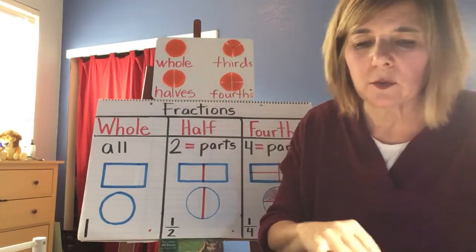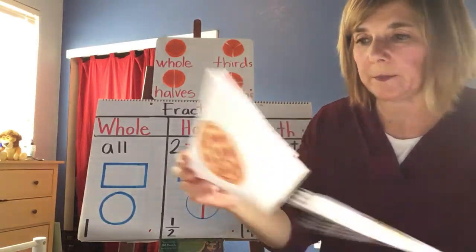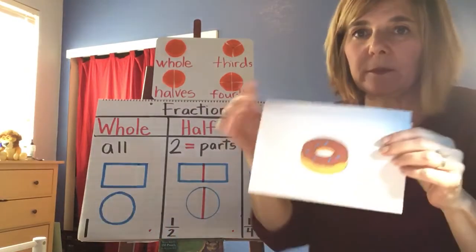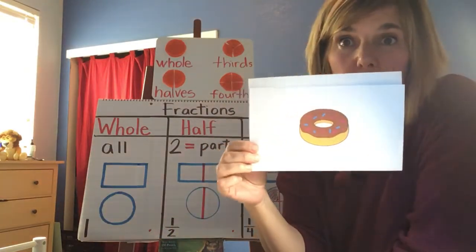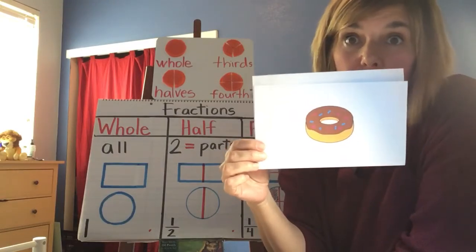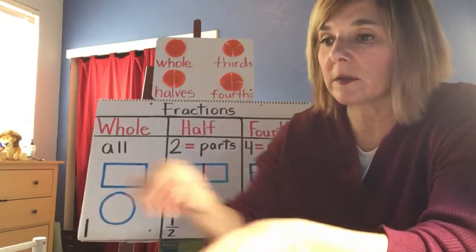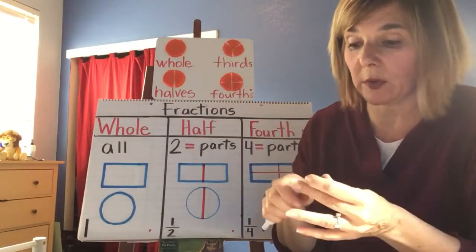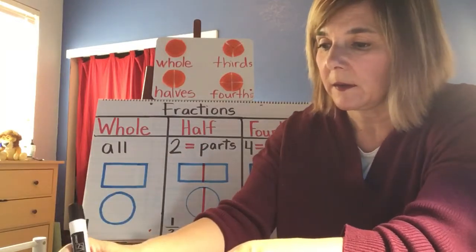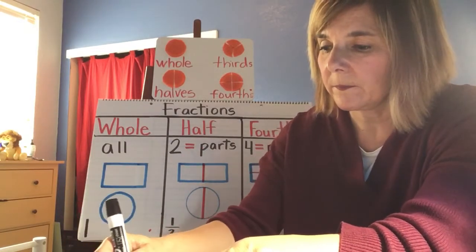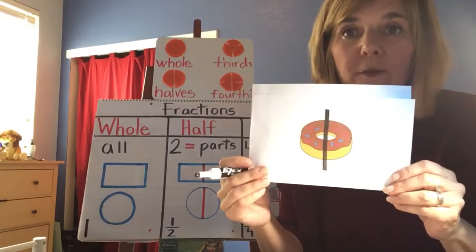Let's go back to our pictures of food. Imagine if you were going to share a donut with somebody. Well, you would want it to be equal parts. Let's divide this donut into halves. Part for you and part for me.